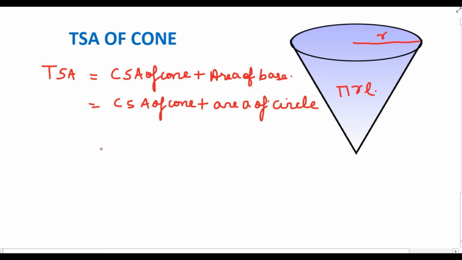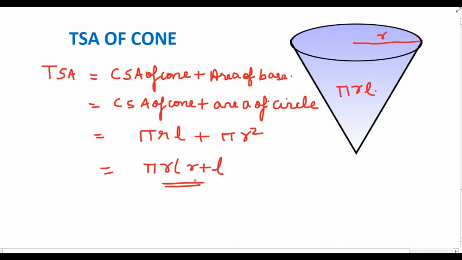and CSA of the cone is pi r L plus pi r square. Like in TSA of the cylinder where we took 2 pi r outside, in the same way here I can take pi r outside. So I have r plus L. So TSA of the cone is pi r into r plus L, where r is the radius of the cone and L is the slant height of the cone.